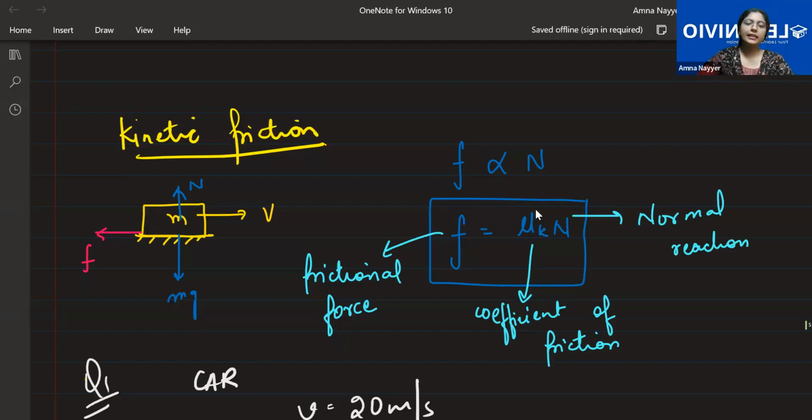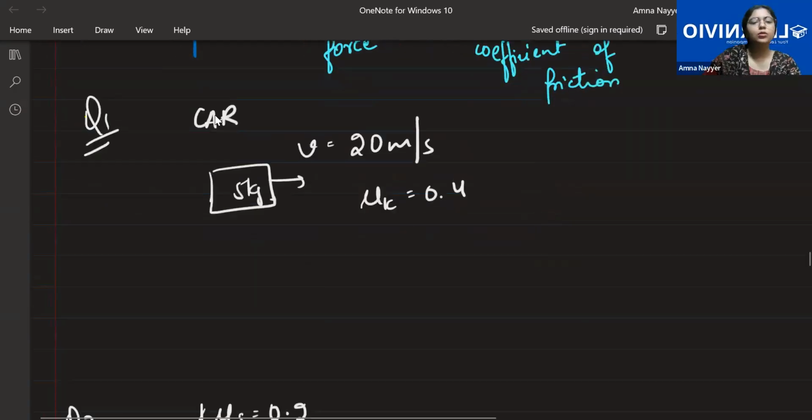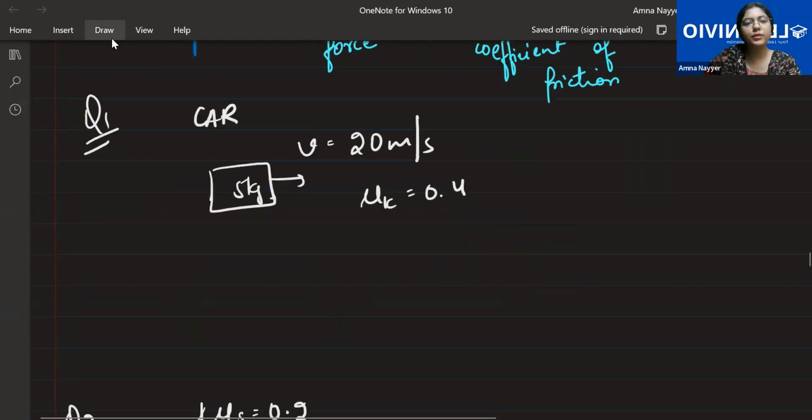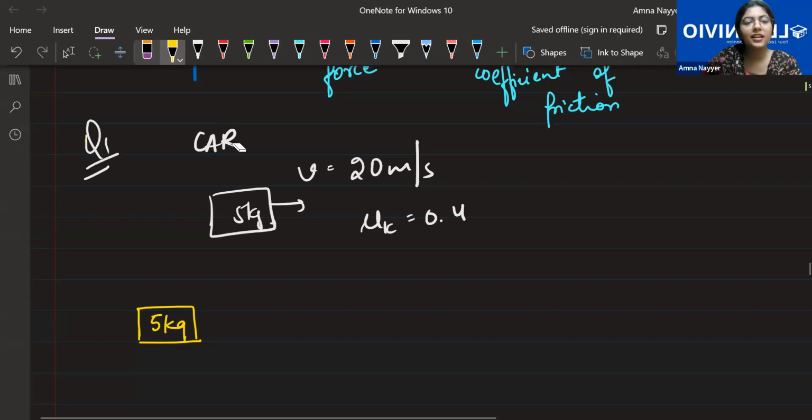Okay, let's look at an example. There's a car whose mass is 5 kg and it is moving with a velocity of 20 meter per second, mu k is 0.4. Now see this movement of 20 meter per second, if I draw the FBD of this car, the mass is given as 5 kg, which is completely not possible. This is definitely not a car.